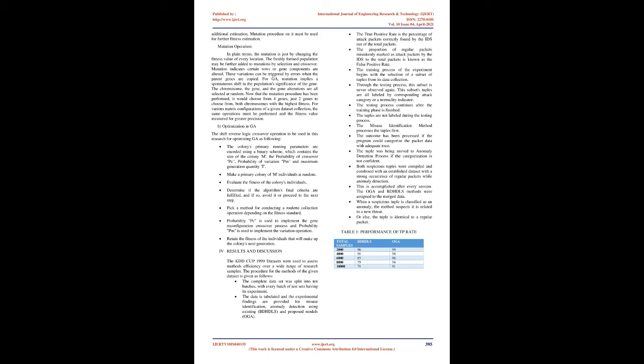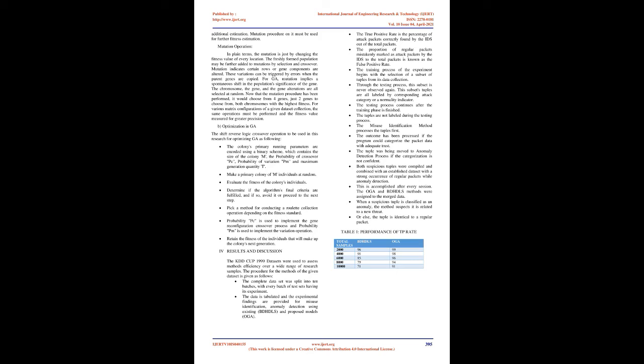For various matrix configurations of a given dataset collection, the same operations must be performed and the fitness value measured for greater precision. B. Optimization in GA. The shift-reverse logic crossover operation to be used in this research for optimizing GA is the following. The colony's primary running parameters are encoded using a binary scheme, which contains the size of the colony M, the probability of crossover Pc, probability of variation Pm and maximum generation quantity T.